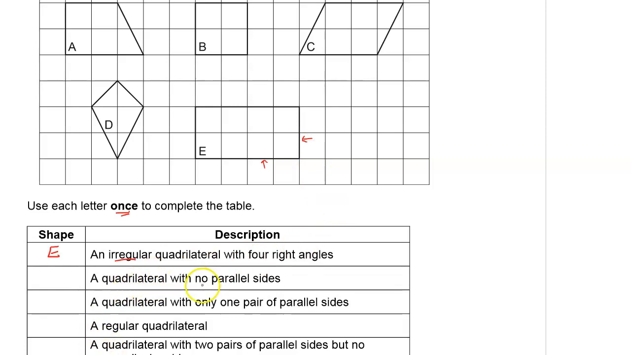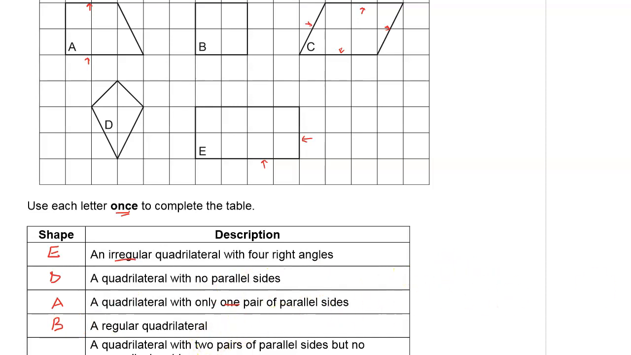Next, a quadrilateral with no parallel sides. That happens to be D. No side is parallel to another side here in D. Next, a quadrilateral with only one pair of parallel sides. One pair. You can see this side here is parallel to this side here. But when you look at C, C has got 2 pairs. This side is parallel to this side, and this side is parallel to this side. So it cannot be C, it can only be A. Then next, a regular quadrilateral. Regular, all the sides are equal. So that happens to be B, which is a square.